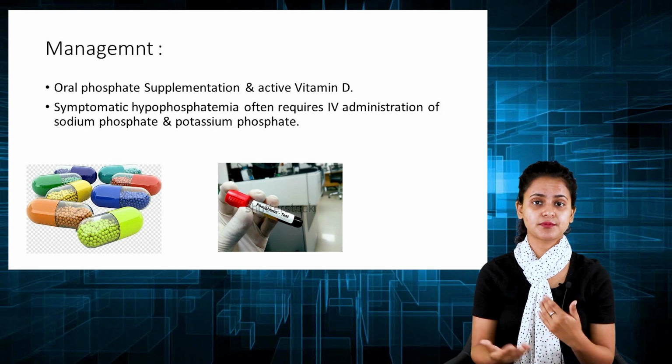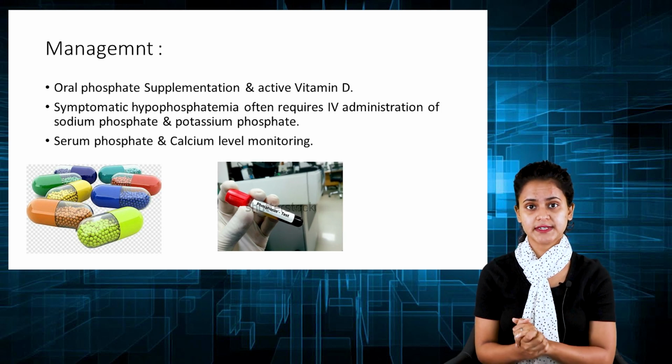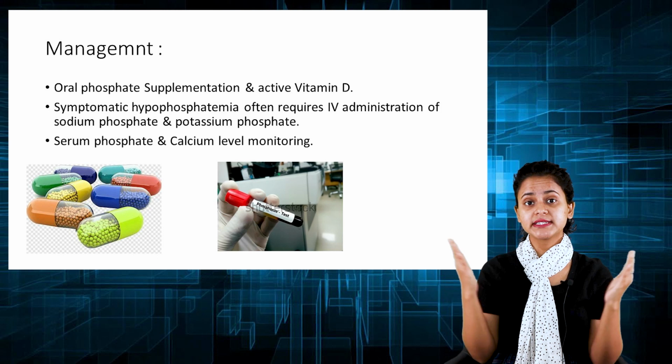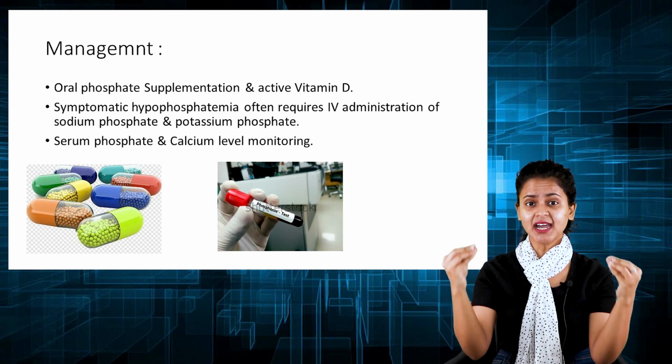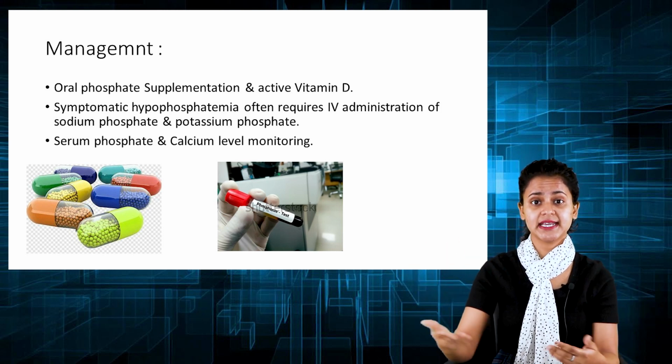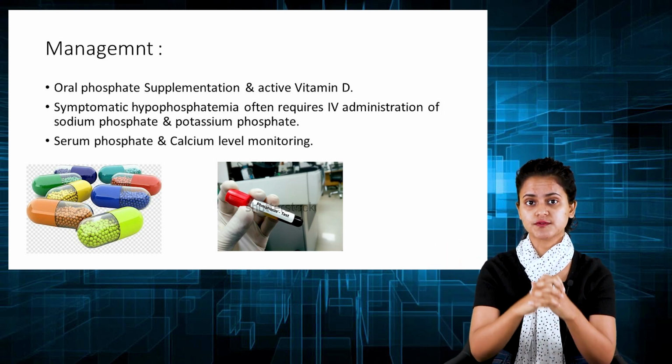The next step of the management includes serum phosphate and calcium level monitoring. This plays a very important role in identifying, at an early stage, any changes associated with phosphate balance. Initiating treatment at an early stage plays a very important role in preventing disease progression, as well as preventing the development of signs and symptoms associated with hypophosphatemia. So I hope till here you completely got the idea.